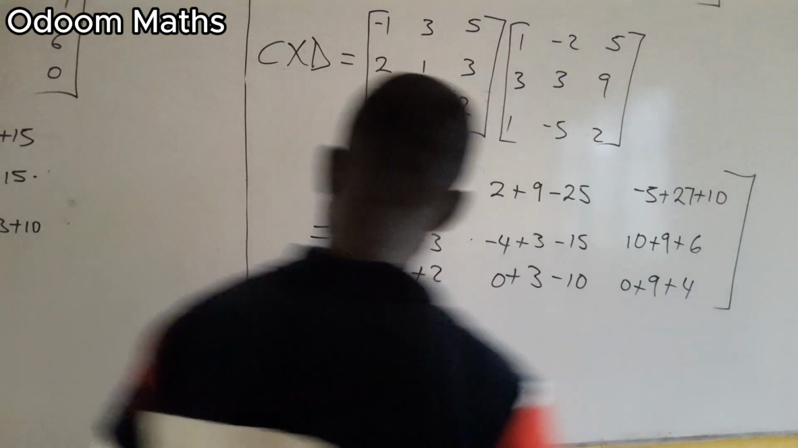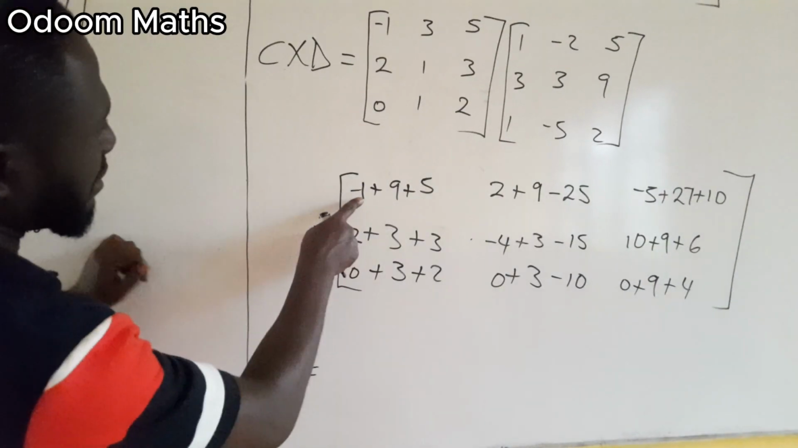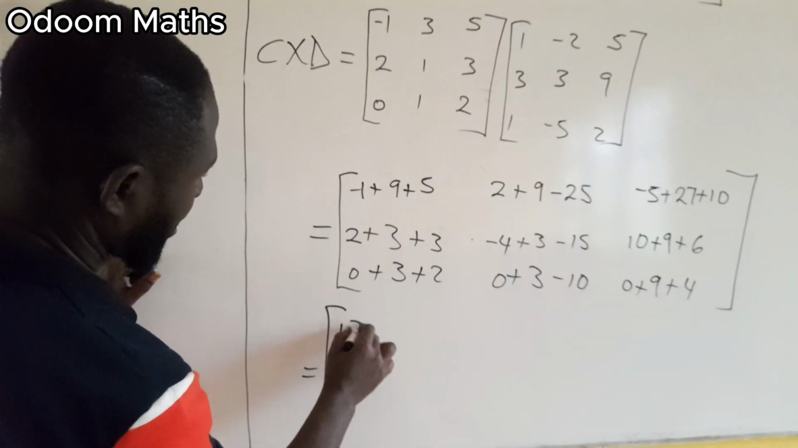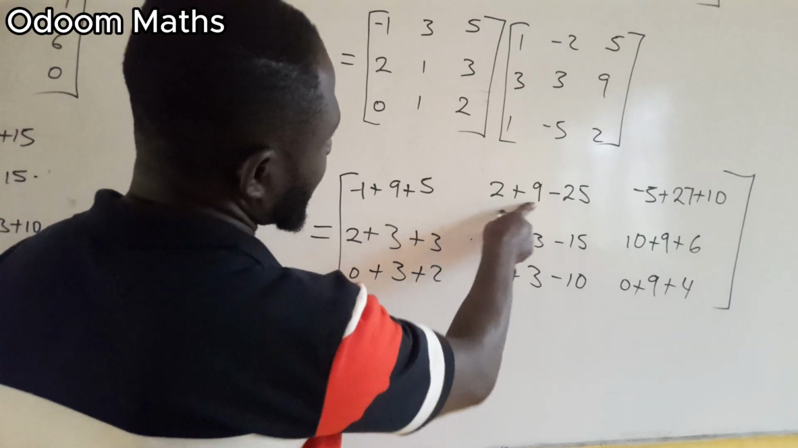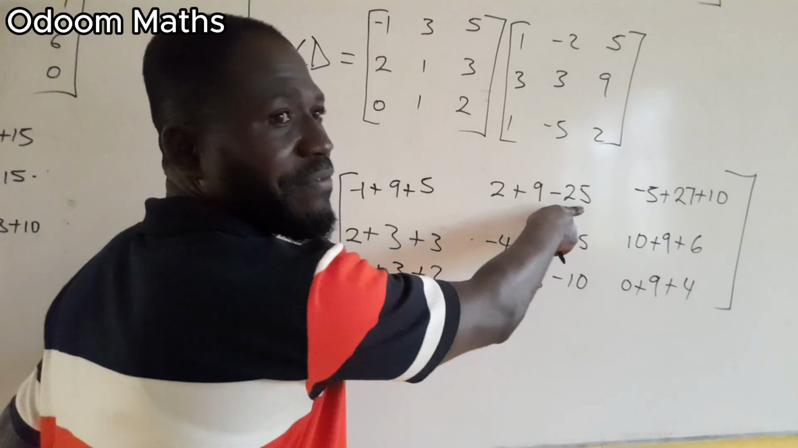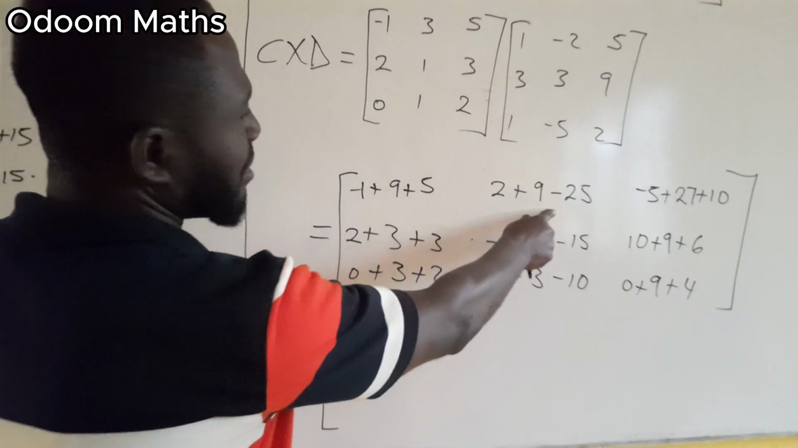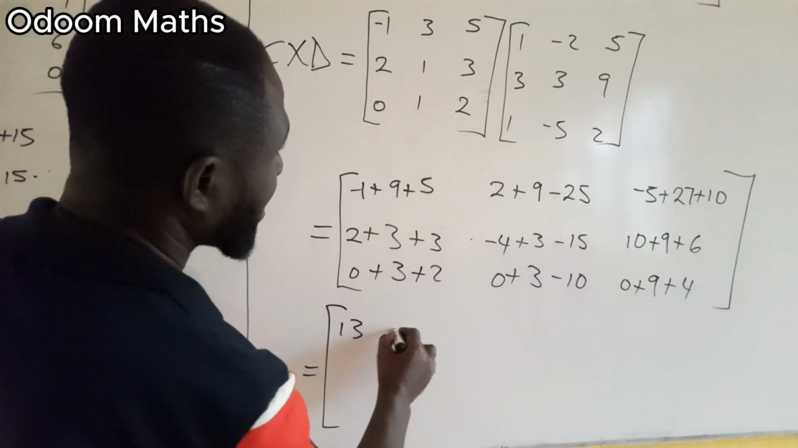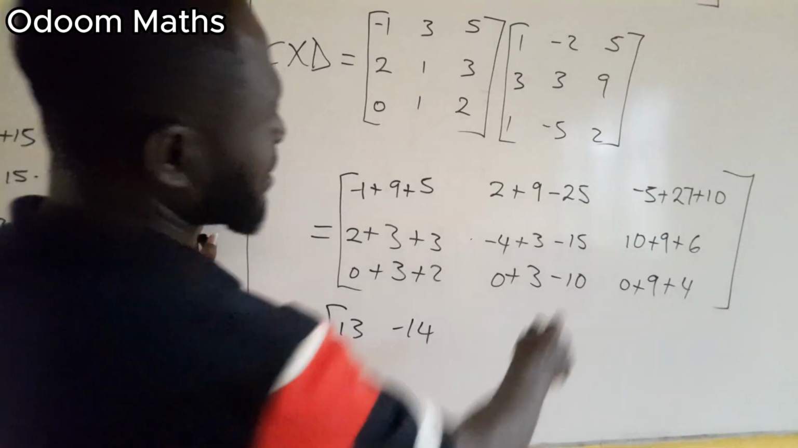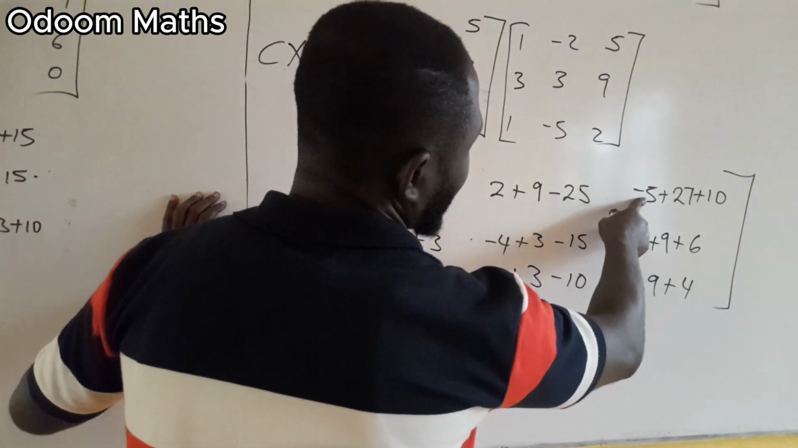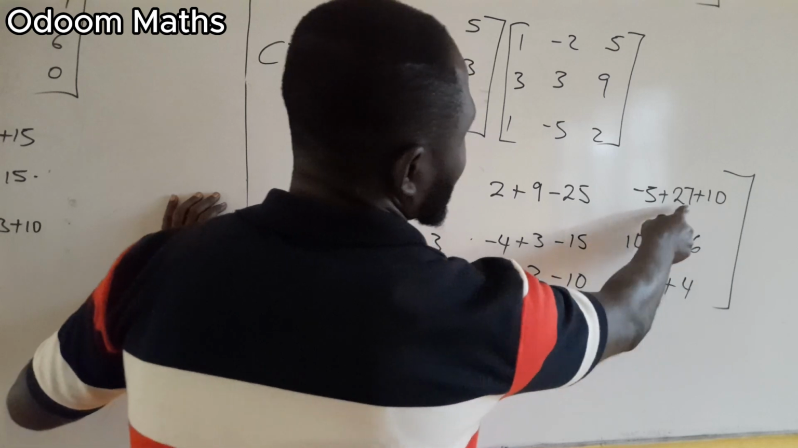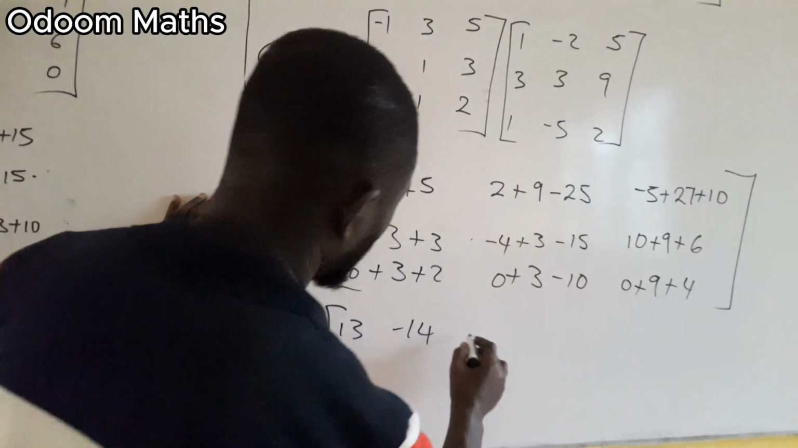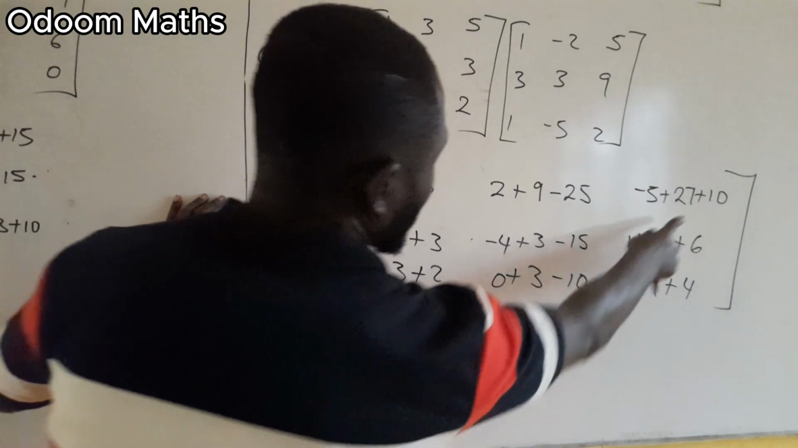Okay, so simplifying. Now this is 14 minus 1 is 13. So 13. Then this is going to give me 11. 11 minus 25. It's like having 11, owing 25 and paying 11. So you'll be left with negative 14. Then this is 5, negative 5 plus 27 plus 10. So negative 5 plus 27 is 22. So 32. So 32. That is plus 10.